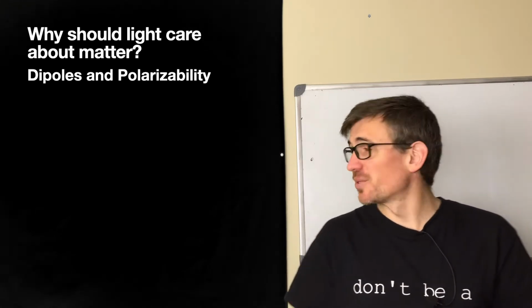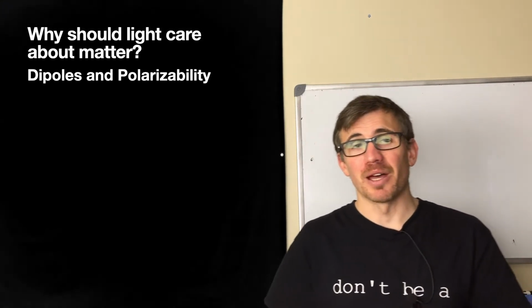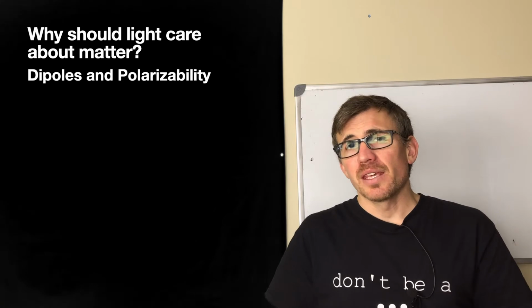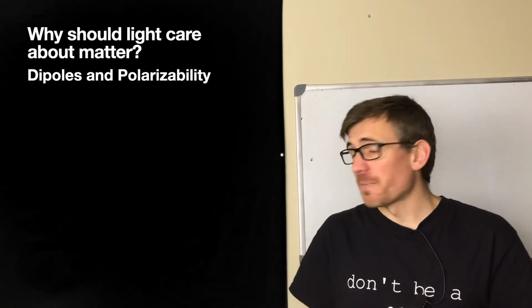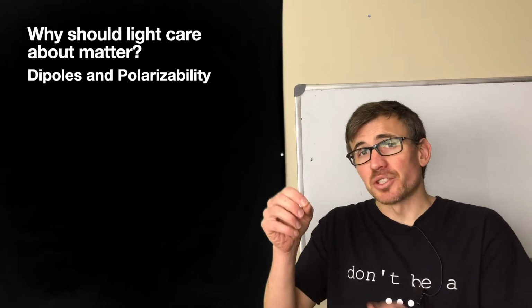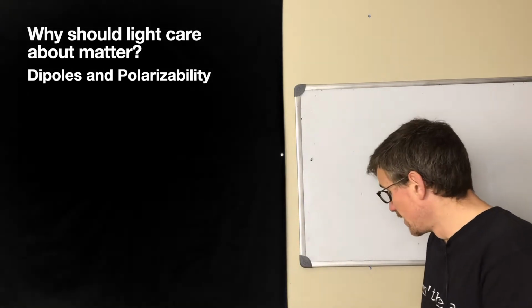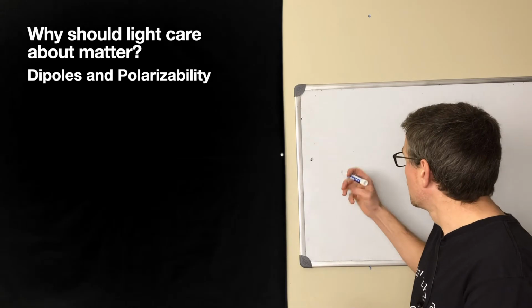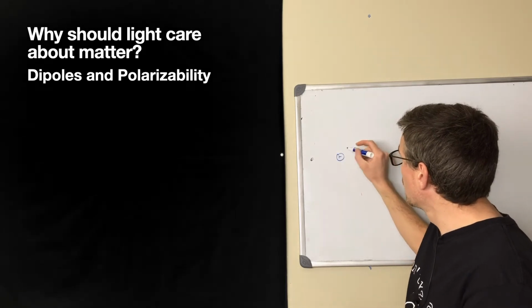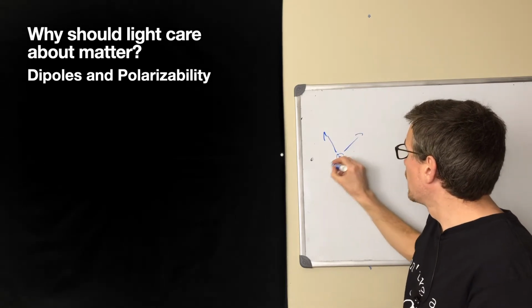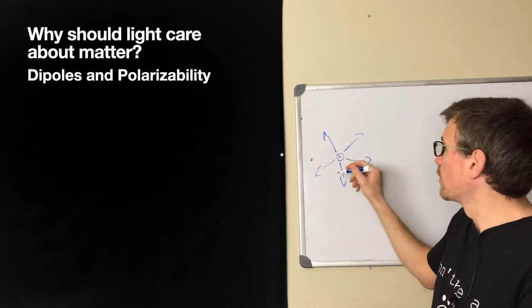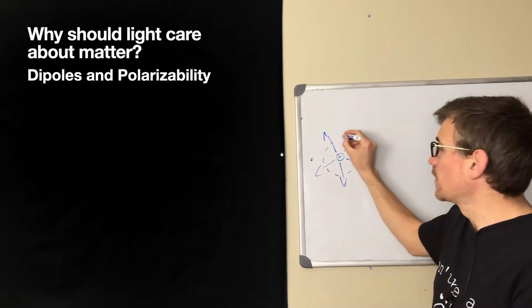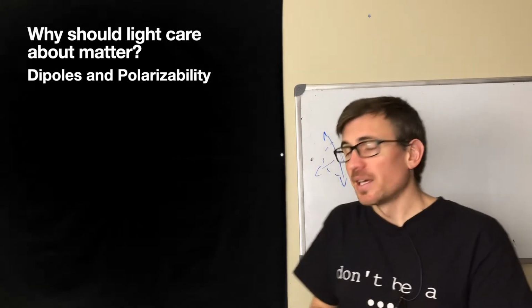So what does light care about matter? The key here, for what we're interested in, is the phenomenon of dipoles. What is a dipole? If I have a single charge sitting here, say it's a positive charge, you may have seen before that we can think of it as having lines of electric field which move out, so a constant electric field anywhere in a sphere around it.